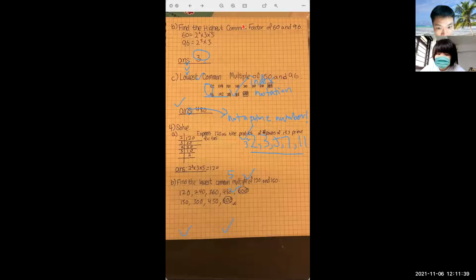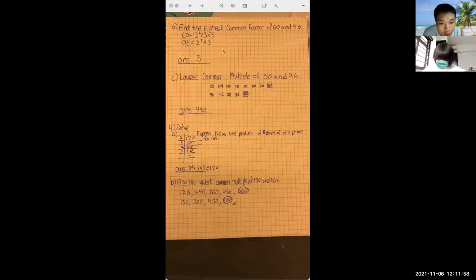I need to clear this. Good. Okay, we are at the next question. So over here, what do they ask you? They say find the highest common factor of 60. So over here, the question says, what is the highest common factor? Can you remember the definition of highest common factor?